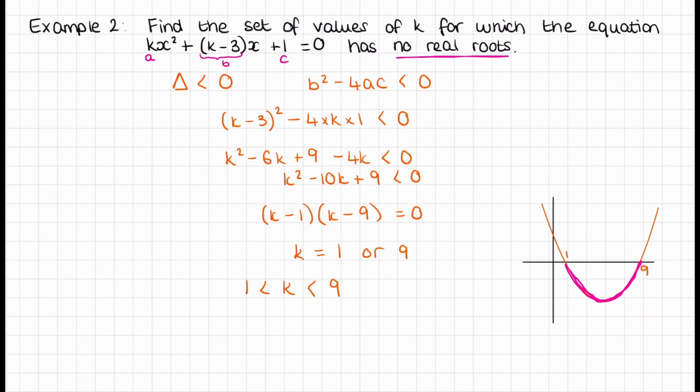Now remember, this graph I've drawn here is not the graph of the equation that we're starting with, it's a graph of the discriminant. They're two different things. Okay, and we want when the discriminant is less than 0, which is, if you look at the graph there, between 1 and 9. And that's the discriminant.